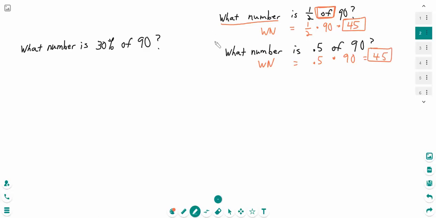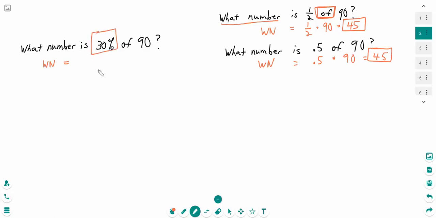Okay, so these two story problems should look very familiar to you. You've done many of them throughout the previous lessons. Today, the only difference here really is that we are substituting in for the fraction or the decimal a percentage. That's really the only difference. So what number is 30% of 90? Well, it's the same sort of scenario here. We're going to take the what number is going to be a WN. The is going to be the equals. And then we have this 30.